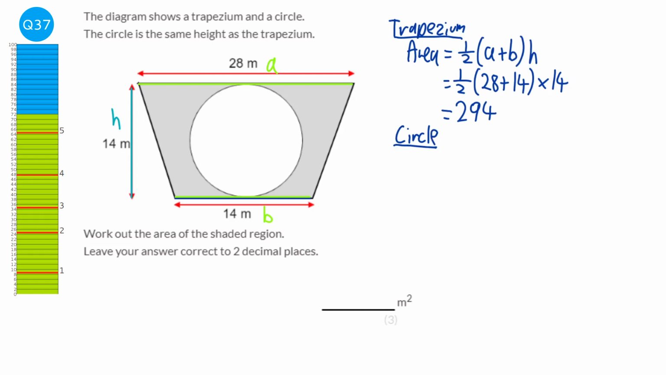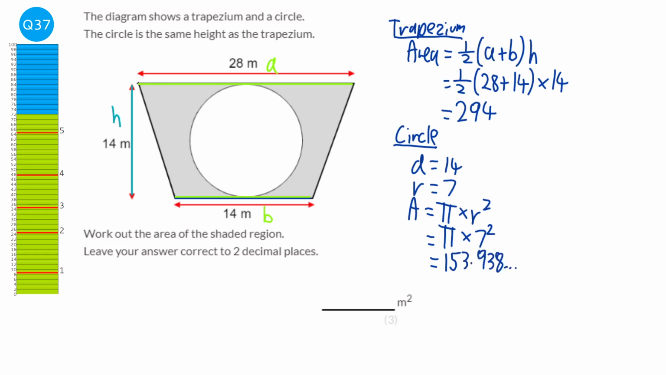Next we'll do the circle. Now it doesn't look like we've got anything for the circle, but actually the height here is actually the height of the circle as well. So the height of the circle is the same as the diameter. So the diameter of the circle is 14. Therefore the radius would be half of that, which is 7. And the area of a circle is pi times the radius squared. So it would be pi times 7 squared, which will be 153.938... Now keep that in your calculator.